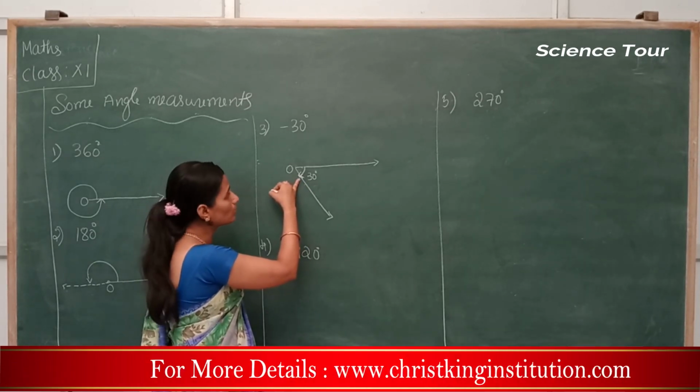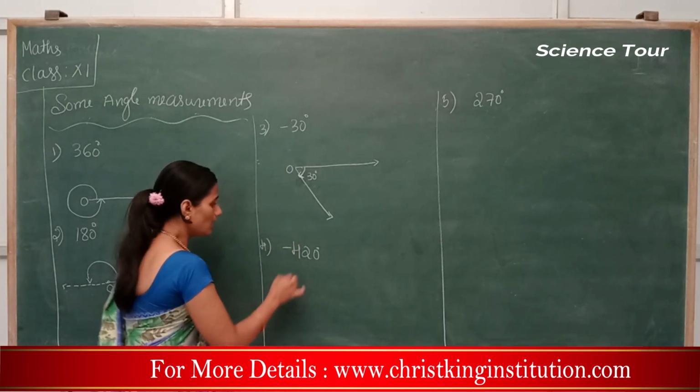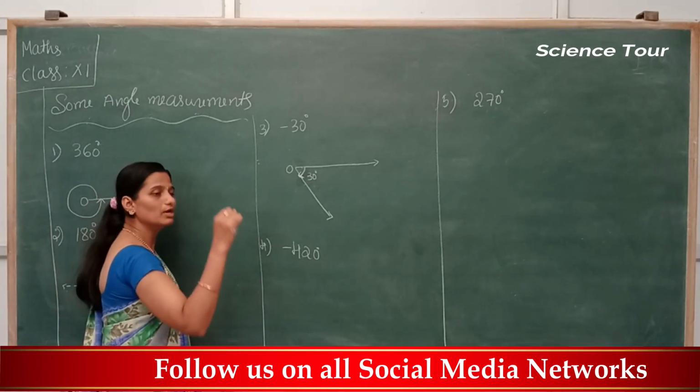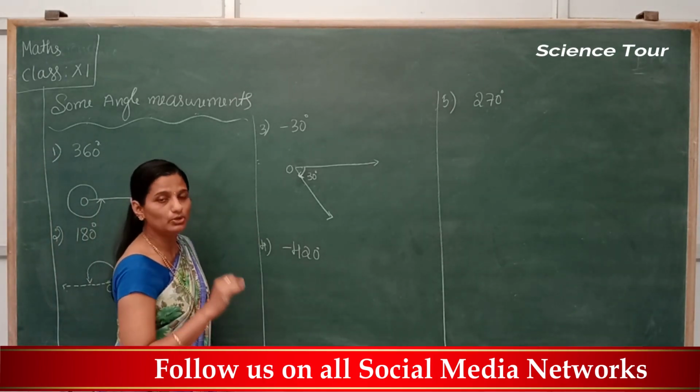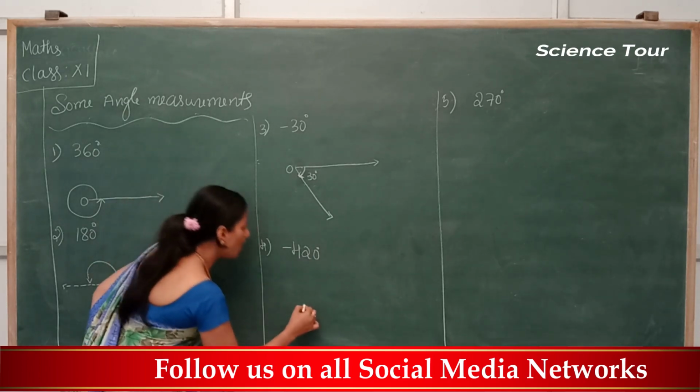By the direction only you can understand whether it is a positive or negative angle. Now next is minus 420 degree. So 420 is what? 360 plus 60, which is 420. Right?